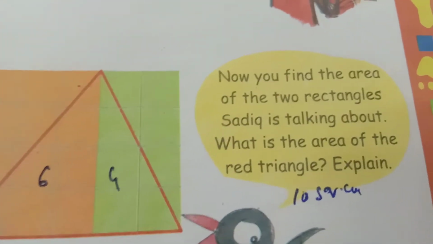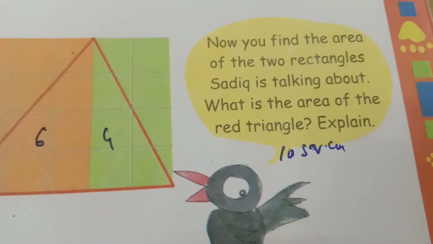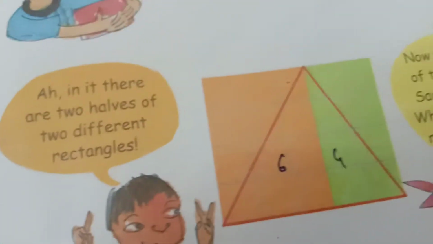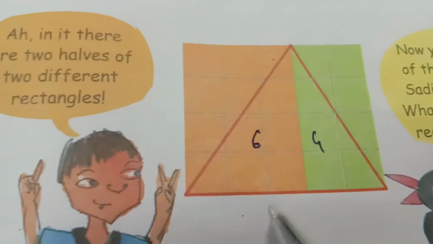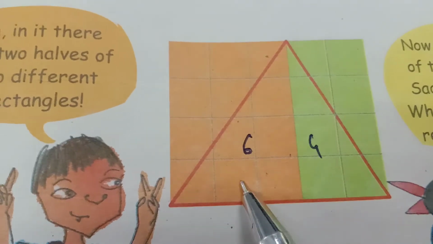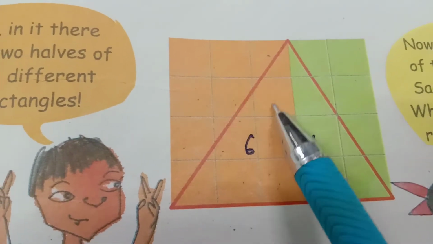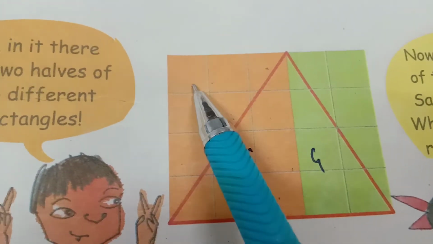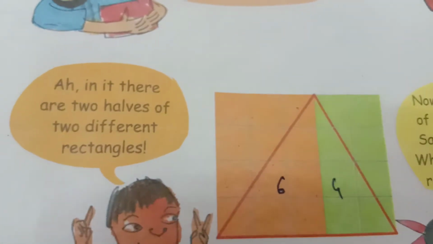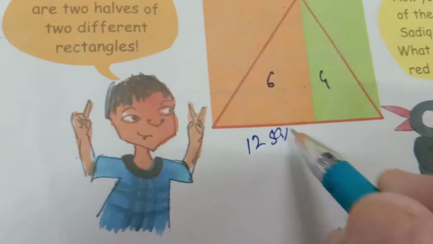Now find the area of the two rectangles Sadiq is talking about. What is the area of the red triangle? Explain. So now you find the area of the two rectangles. This is the orange rectangle. How many squares are there in this? 1, 2, 3, 4, 5, 6, 7, 8, 9, 10, 11, 12. 12 squares are there. Therefore, the area of the orange rectangle will be 12 square centimeters.